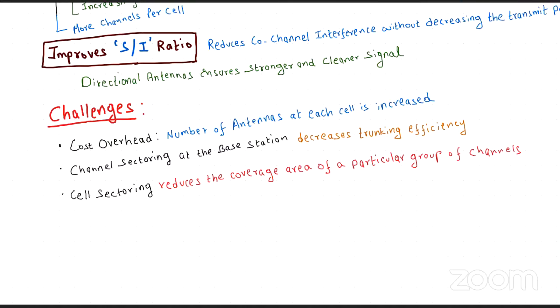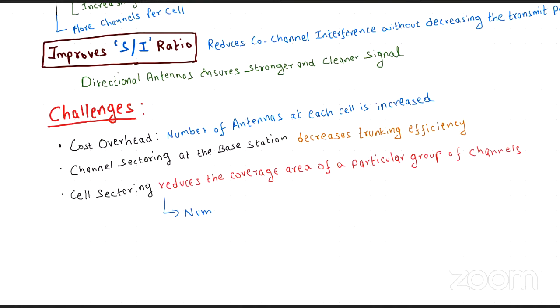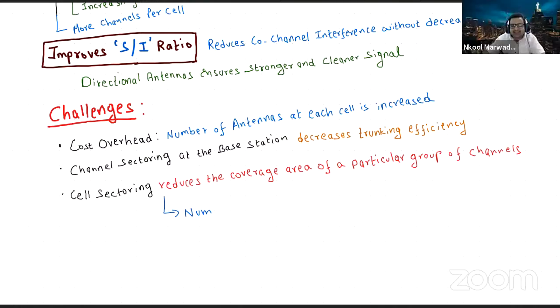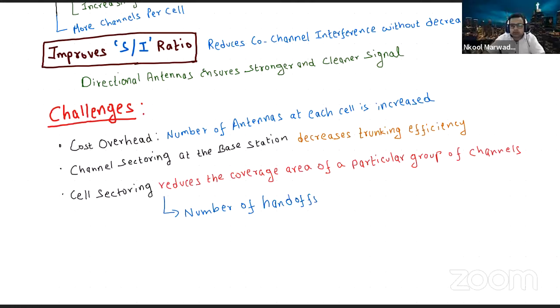And because of that, what is the side effect? The side effect will be that the number of handoffs will increase. Within the cell, we will be having handoffs. The number of handoffs increases.